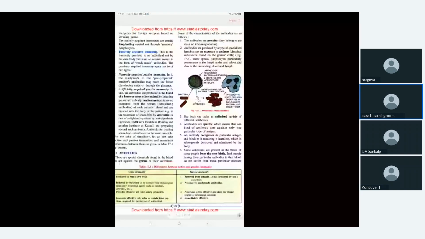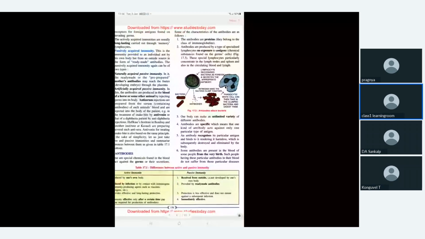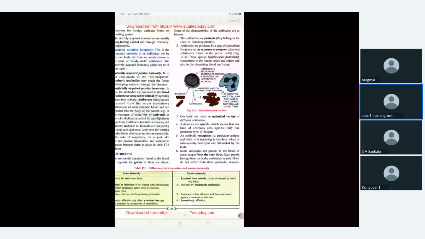So, general characteristics, let's refresh again. Antibodies are proteins, also called immunoglobulins. They are produced by lymphocytes. When the lymphocytes are exposed to antigens, antibodies are produced. And where they are present: lymph nodes, spleen, blood, etc. And look at the steps of how antibodies are produced. And then the third point, look at that. Our body can make an unlimited variety of different antibodies.